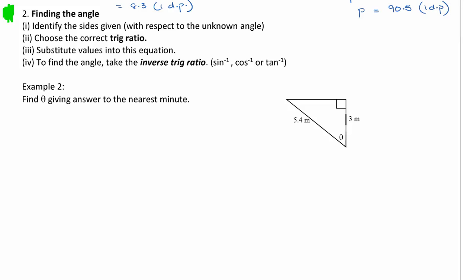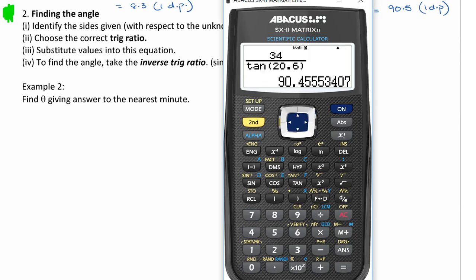Now, when finding an angle, the process is very similar. However, we'll create an equation. We won't have the size of the angle to put into our calculator. So we actually will be asking the calculator to find the angle.